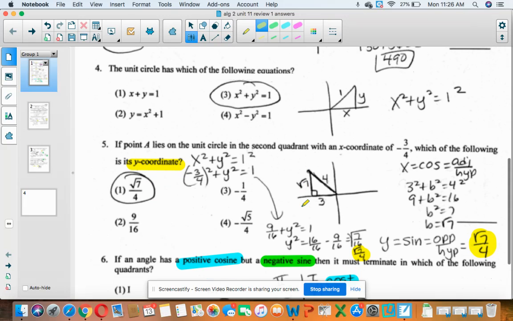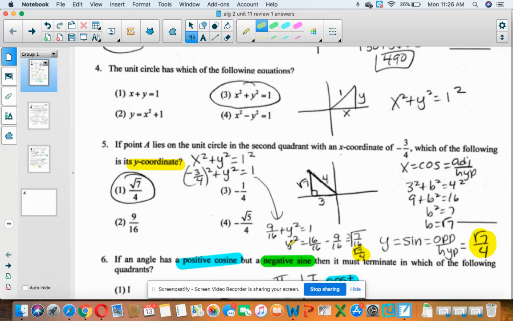Now there are 2 ways that I can do question 5, and one is using that equation for the unit circle, x squared plus y squared equals 1 squared. I have an x coordinate of negative 3/4, so I'm plugging in negative 3/4 for x, and I am solving for y. So negative 3/4 squared, if you follow back down here, is 9 over 16, plus y squared equals 1.